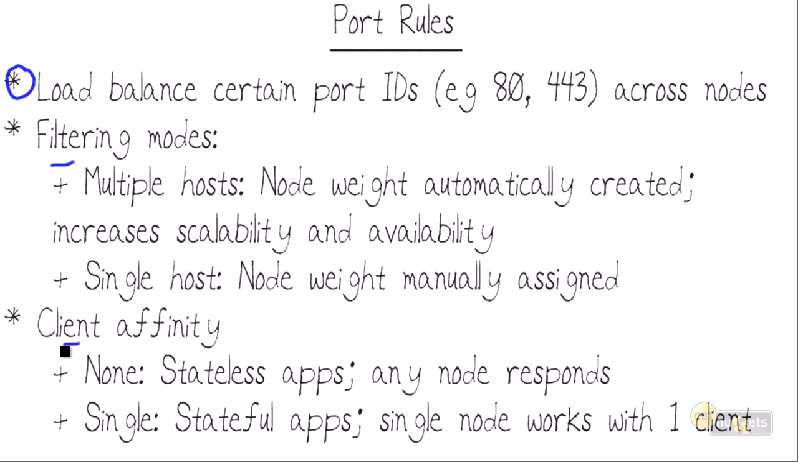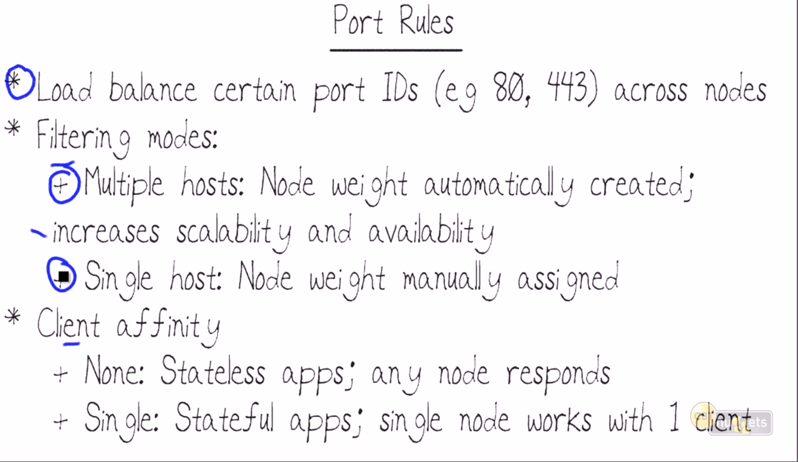Your main options for filtering are multiple host or single host. With multiple host, you're letting NLB determine the weight or the priority of each node. And NLB will use performance characteristics of each host to determine relative weight. The multiple hosts filtering mode is cool because it increases both scalability and availability at the same time.